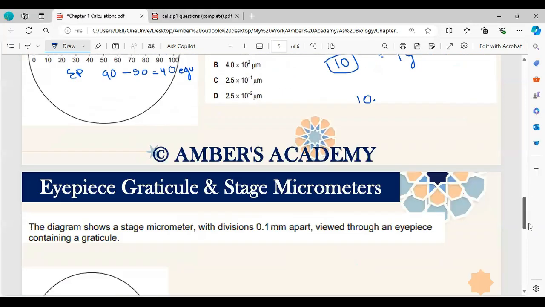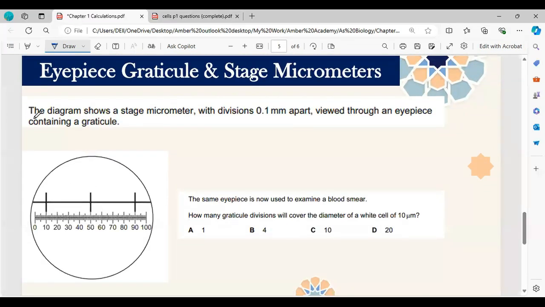Now, moving towards other questions. It says the diagram shows a stage micrometer with divisions 0.1 millimeters apart. They have given us the same unit for a stage micrometer again, divisions of 0.1 millimeters apart, which means we again convert it into µm. Why? Because they have given us something in mm, so we are going to convert it. It's a basic rule that you never calibrate values when they are in different units. You need to make the units the same in order to calibrate any value. This applies for maths, this applies for biology. So this is a common maths rule.